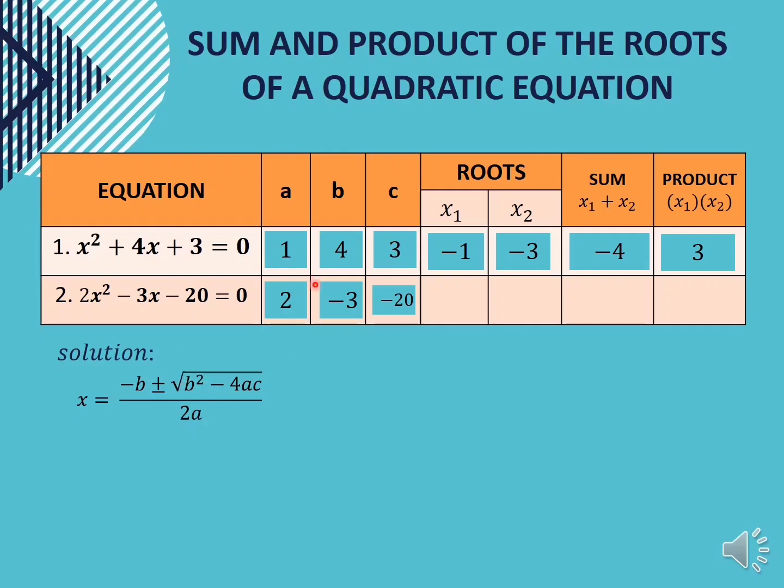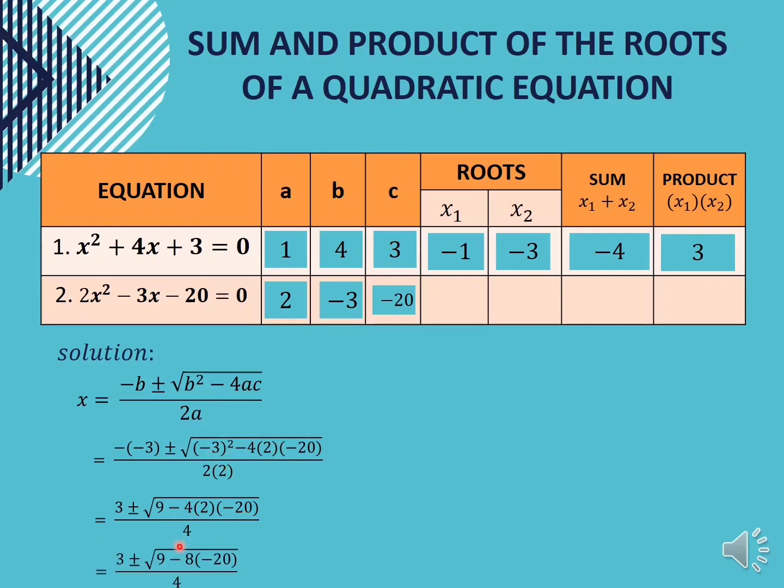Ayan, since alam na natin yung A, B, C, substitute na lang natin. So, negative B, we have negative times negative 3, plus or minus square root of b squared, negative 3 squared, minus 4 times 2 times negative 20. Alam ba saan nakuha yun? Ayan, sinubstitute lamang po natin yan. Over 2a, so we have 2 times 2. Simplifying negative times negative 3 is positive 3. Plus or minus negative 3 times negative 3, okay, we have positive 9. Minus 4 times 2 times negative 20 all over 2 times 2 is 4.